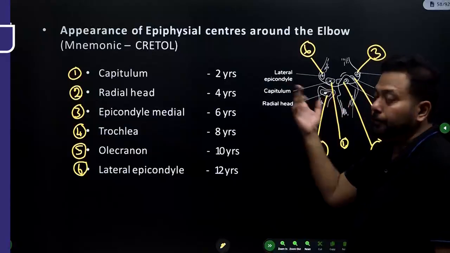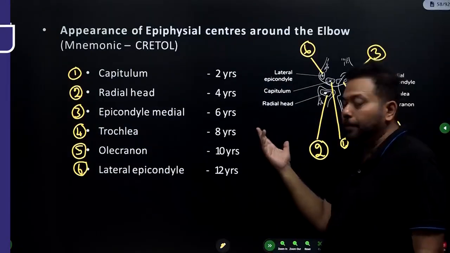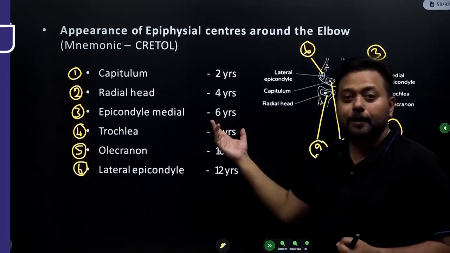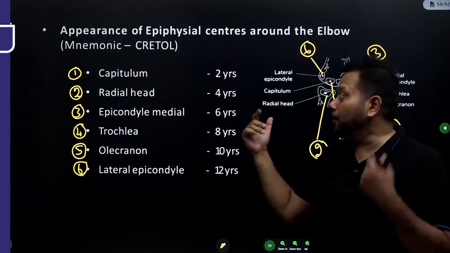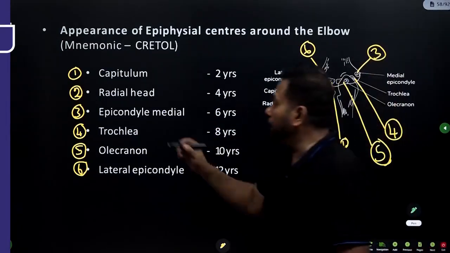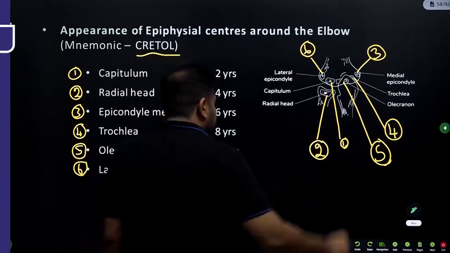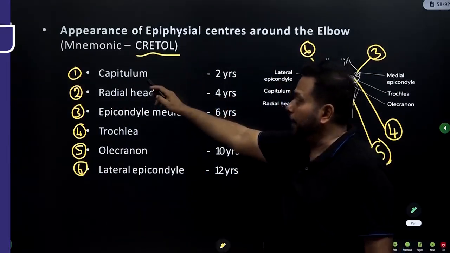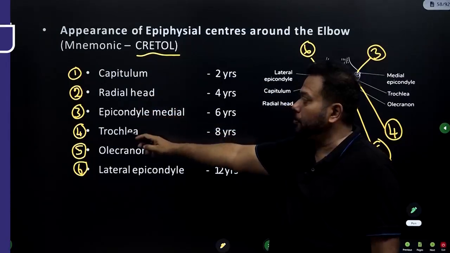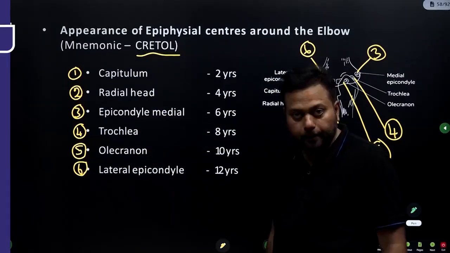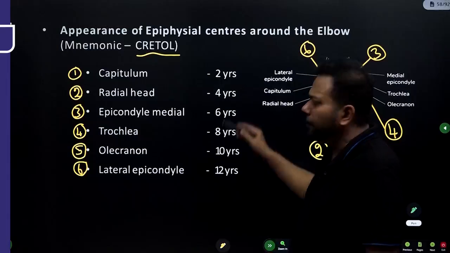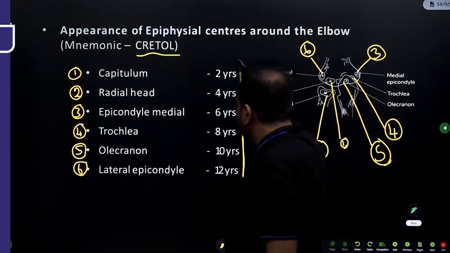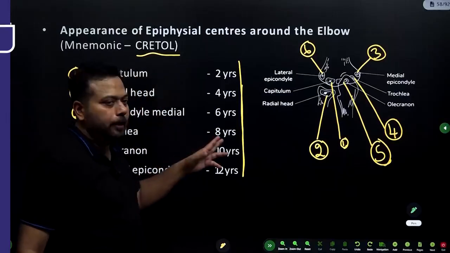And coming to this, it is a general thing. This may be helpful for you in anatomy, orthopedics, and forensic medicine. Forensic medicine, age estimation around the elbow. The mnemonic is called Crittall mnemonic. Appearance of epiphyseal centers around the elbow. Crittall stands for capitulum, radial head, epicondyle medial, trochlea, olecranon, lateral epicondyle. Very easy. 2, 4, 6, 8, 10, 12. Write like this in your rough paper so that it works easily.